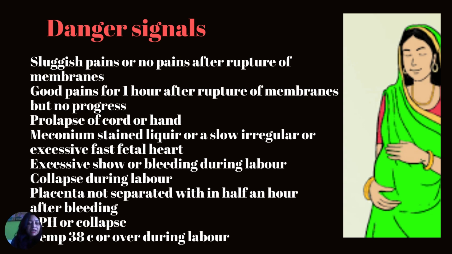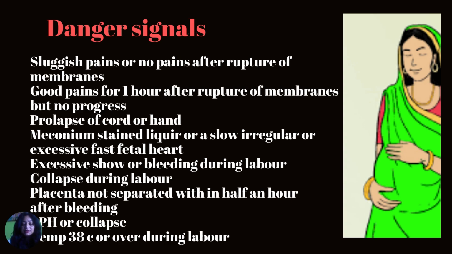Okay. Now coming to the danger signals. What are the signs that will ensure that the mother needs to be immediately sent to some referral unit? First is sluggish pain or no pain after the rupture of membrane, or good pain for 1 hour after the rupture of membrane, but no progress. Prolapse of the cord or prolapse of the hand. Meconium stained liquor or slow, irregular or excessive fast fetal heart rate. Excessive show or bleeding during the labor.